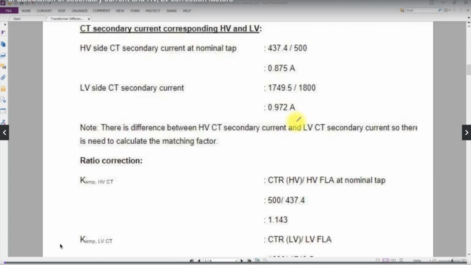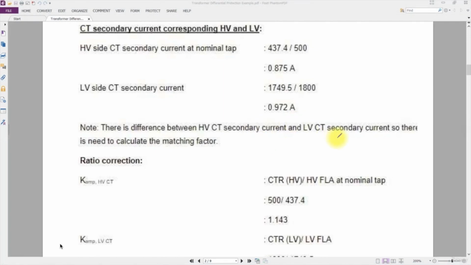Welcome back, friends. After doing the calculations of full load amperes and short circuit currents, also called through fault current, we will calculate the secondary current corresponding to the HV and LV sides. So we will see how much the current will be in the secondary side of each CT if the primary current is known.